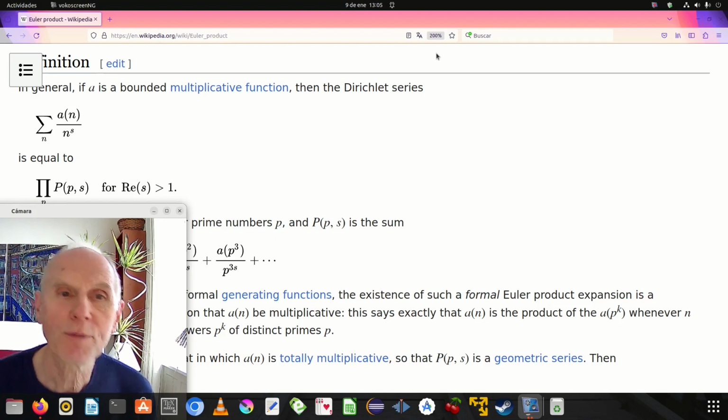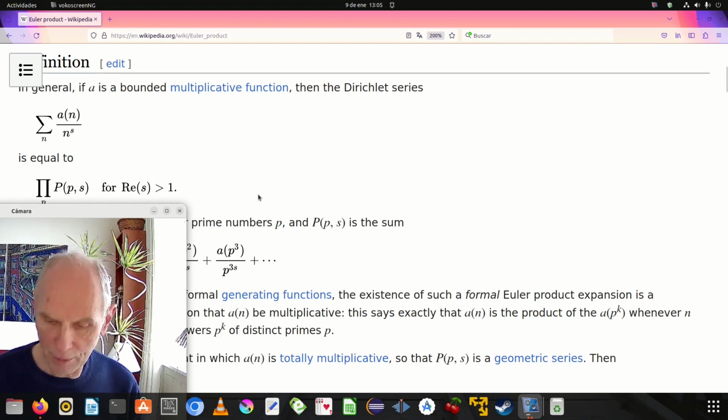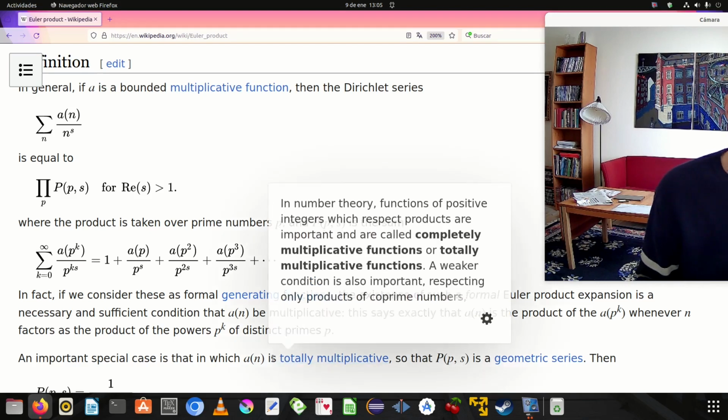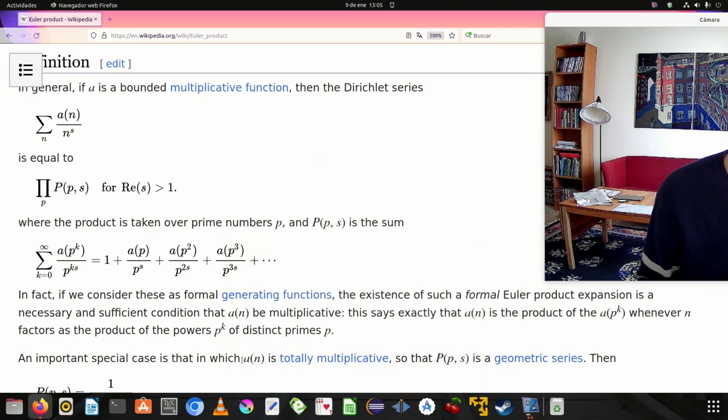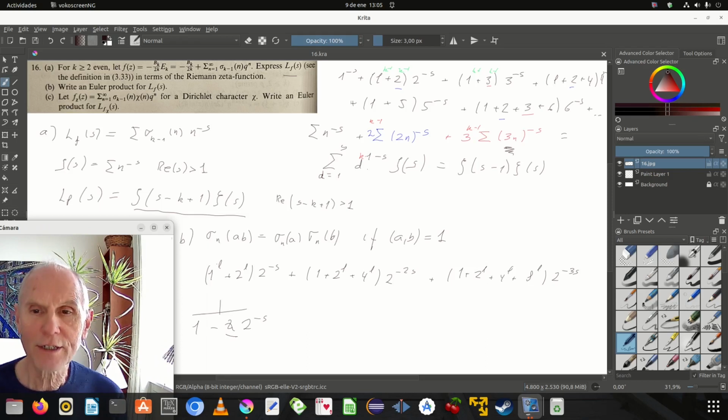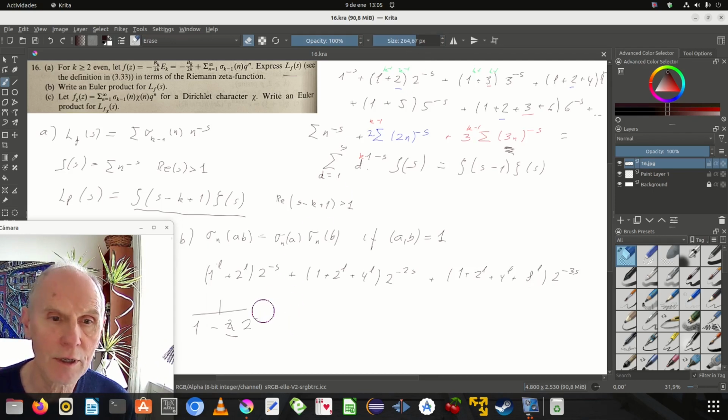I just looked up the definition of an Euler product. This is actually the Euler product. And it can only be written in the form we already know when A is totally multiplicative. Which means that I actually did solve the problem. I just didn't know it.